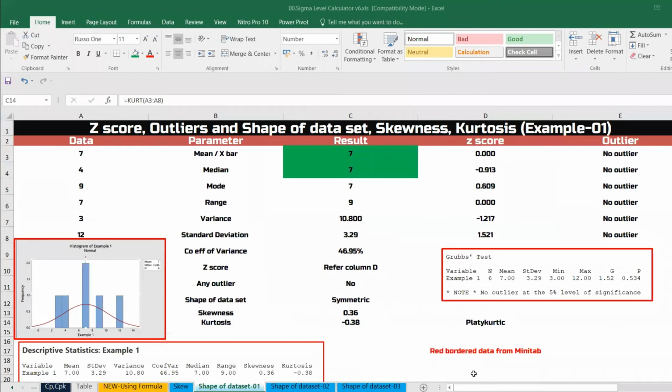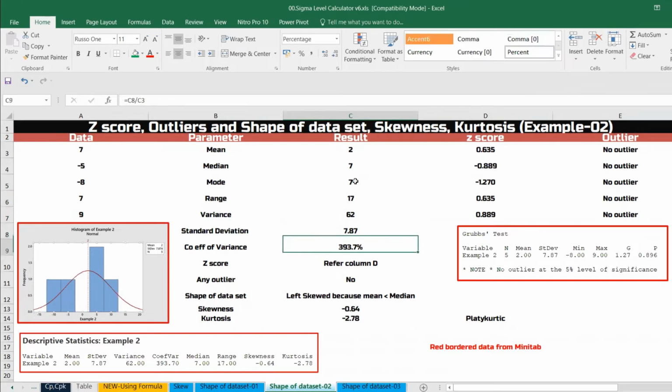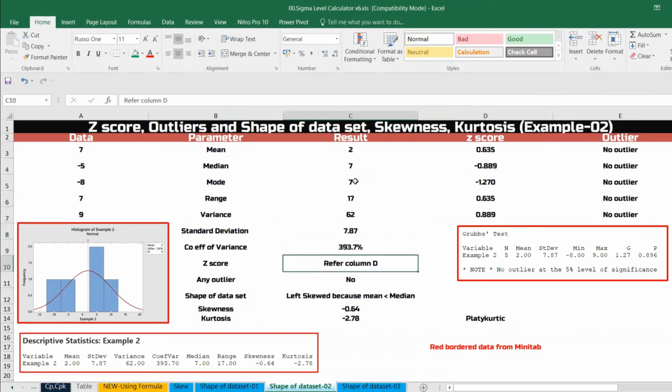Let's talk about a similar example, the second data set. Again I have a data set, n equal to 5, and again I need to find all these values. All you need to do is apply the same formulas. In this case, mean is 2, median is 7, and mode is 7 because 7 is repeated 2 times. Range is maximum minus minimum. Then you have variance, standard deviation and coefficient of variance, and the squared z score value, which is x minus x bar divided by standard deviation, so that you will get it.